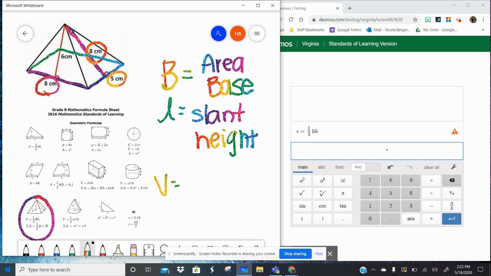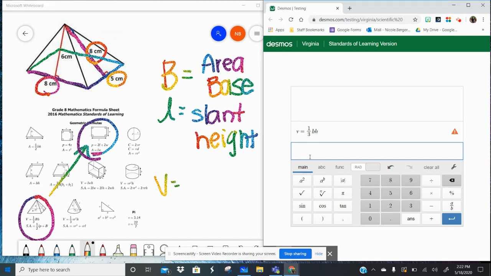All I really have to do is go up on the formula sheet to the rectangle. Area of the base would be length times width. So when I put in B here, I can calculate it. I can just do 8 times 5 on my own, right, which is 40. Or I can literally type in 8 times 5. And it'll do it for me.